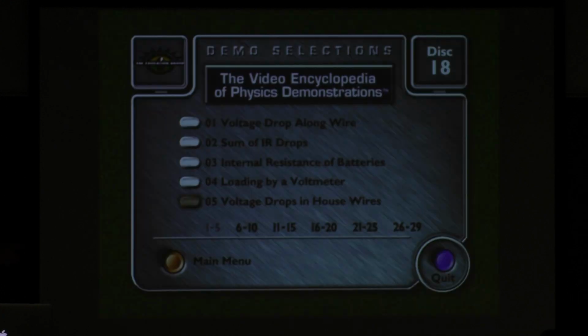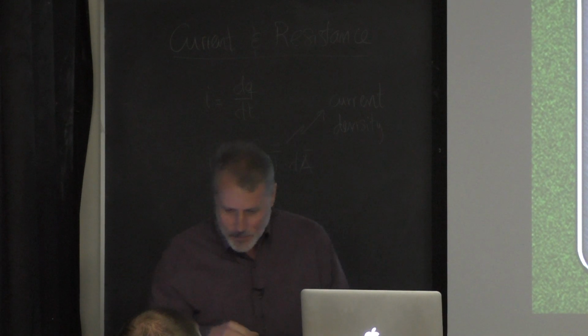Okay. Pick a different outlet that is not connected to the other one. Okay.